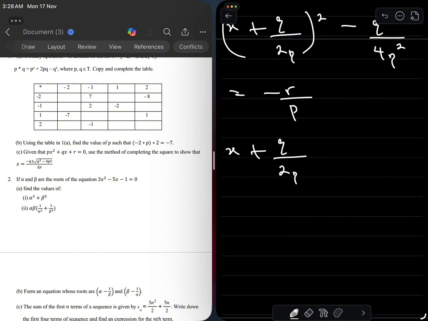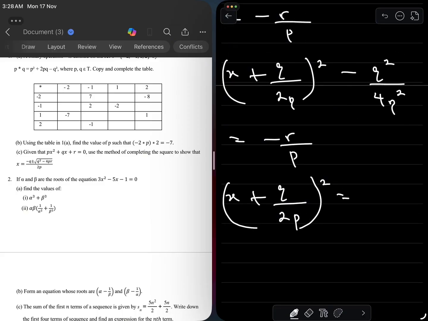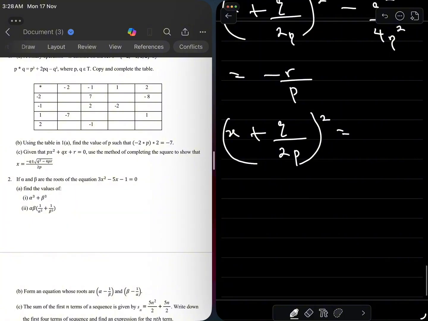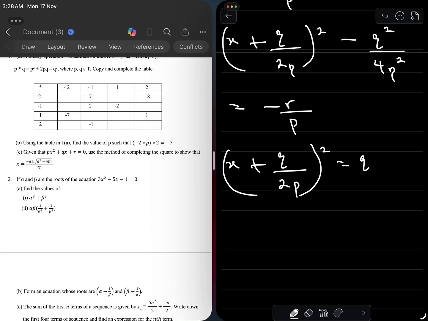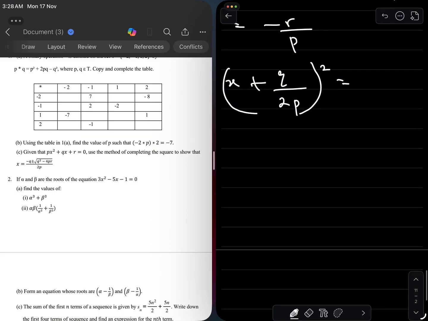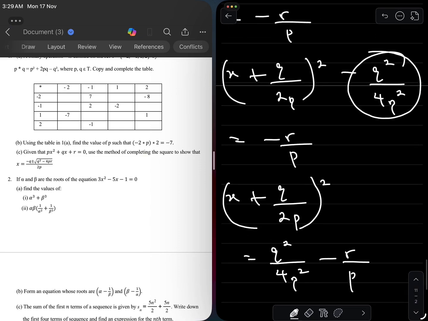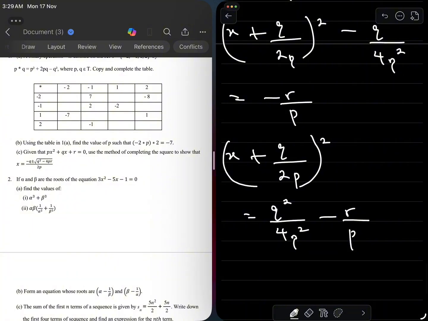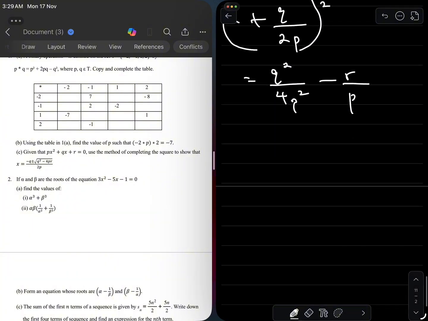Now this simply means x plus q over 2p all squared is equal to, I'm moving minus q squared over 4p squared to the right hand side, and it becomes plus q squared over 4p squared minus r over p. When this one goes to the right hand side, it becomes q squared over 4p squared, and there is already minus r over p on the right hand side.